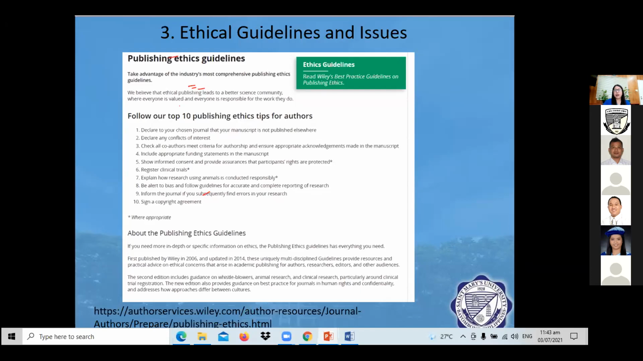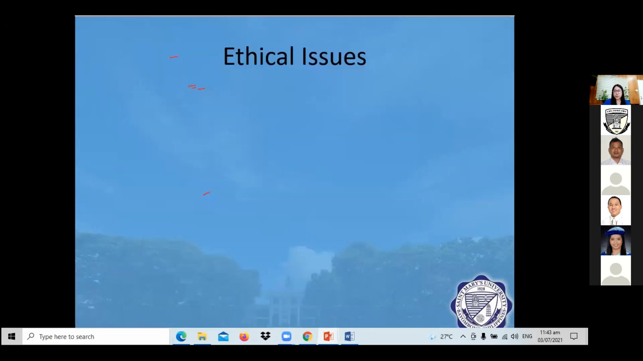So you can find ethical guidelines in the different journals. They have some unique features, and some are of course common to all. And I also want to highlight that these are the ethical issues. Of course, plagiarism, which was already discussed last time. We also have here authorship.